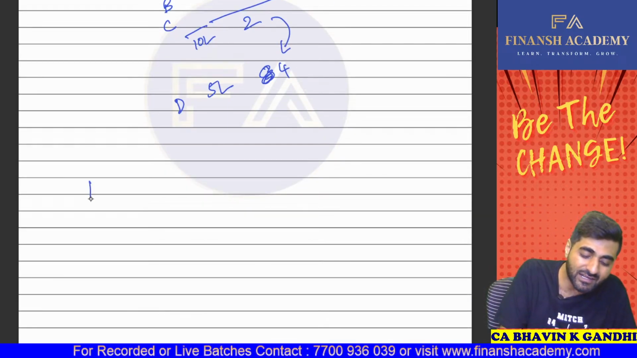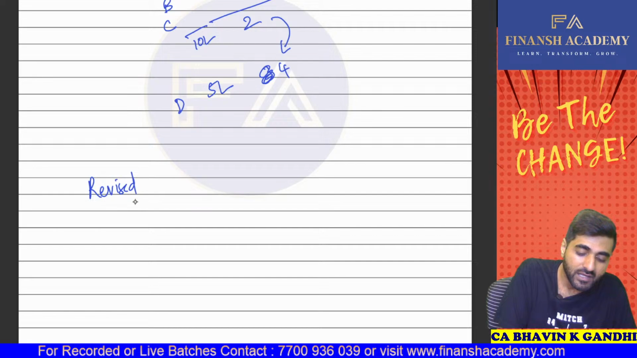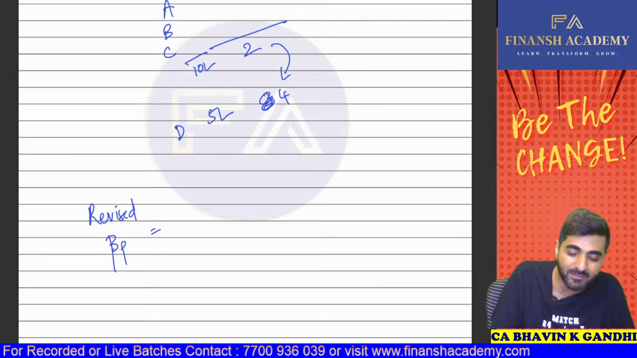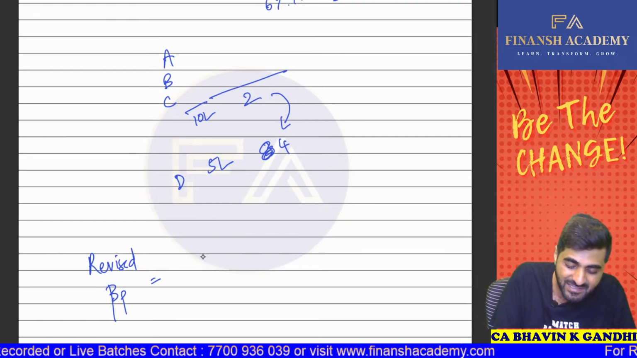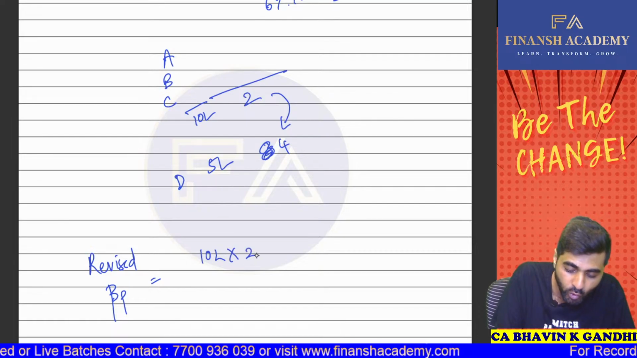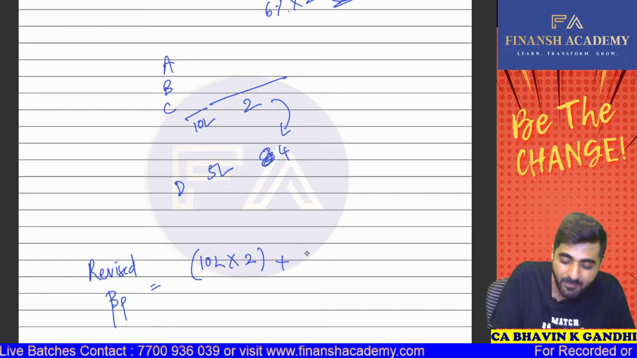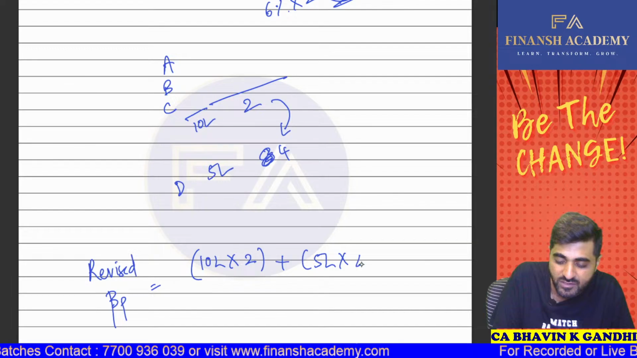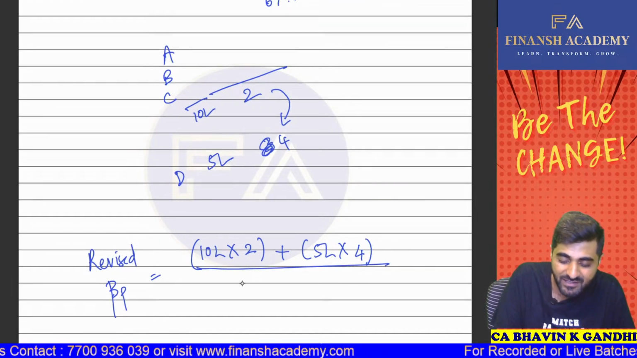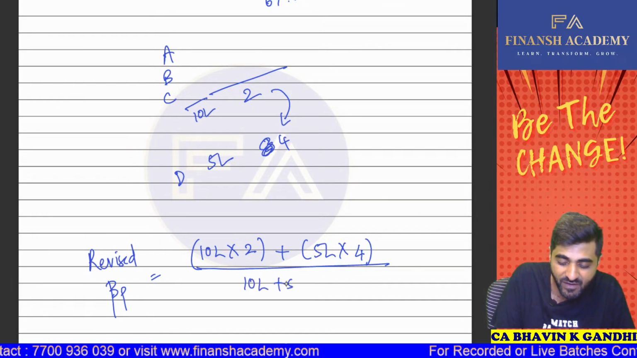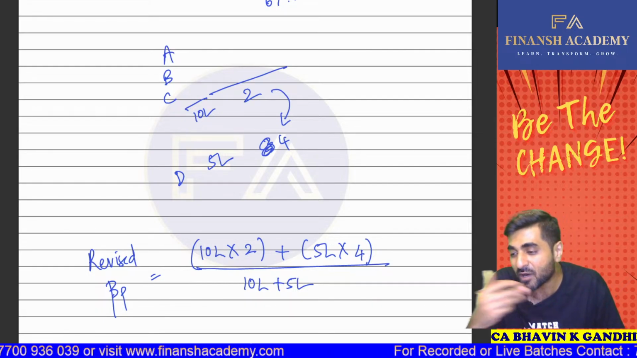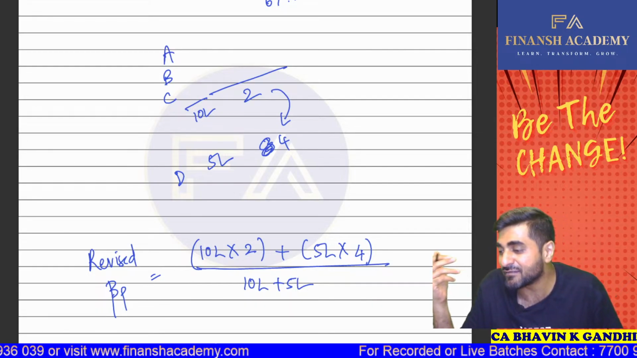So how do you calculate the revised beta of the portfolio? It will be your existing investment of 10 lakh into 2, plus I am now further investing 5 lakhs whose beta is 4, and I will divide that by the total investment of 10 lakh plus 5 lakhs, right? So that's how I'll be calculating the final answer.